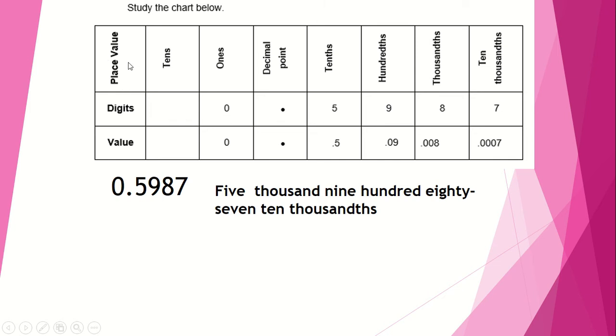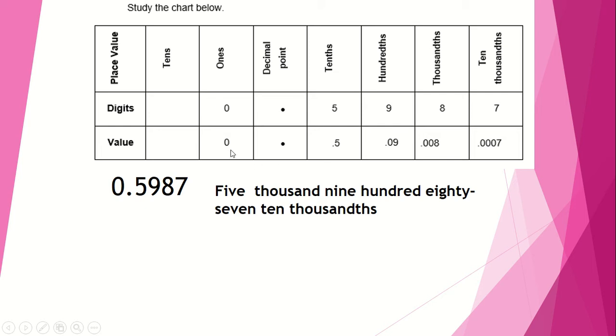So let's talk about the place value. What is the place value of 5? You will notice we have the decimal point here and we have 5 here. So the place value of 5 is tenths. The place value of 9 is hundredths, while the place value of 8 is thousandths. 7 has a place value of ten thousandths. 0 comes before the decimal point. This is the ones. If there is another number here, that is the tens.